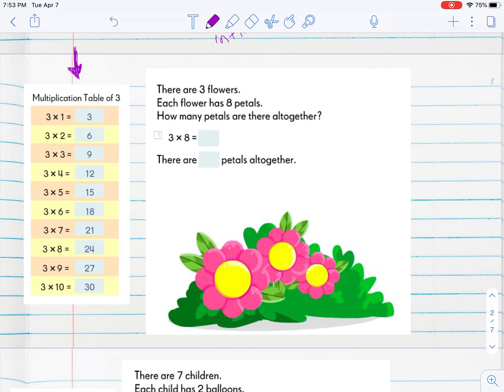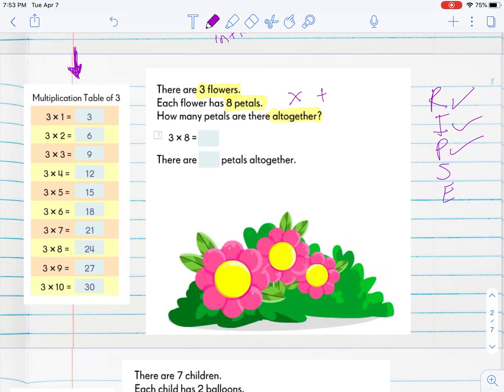Okay, so if I'm using RIPS, I'm going to go ahead and read the problem. I've already done that. Now I need to investigate it. So I'm going to highlight or underline 3 flowers, 8 petals, and all together. Remember that all together tells us that we're either going to multiply or add, right? And in this case, we're doing repeated addition or multiplication because we have equal groups.